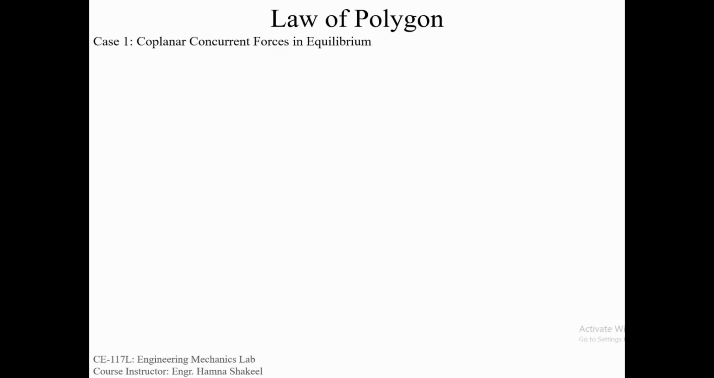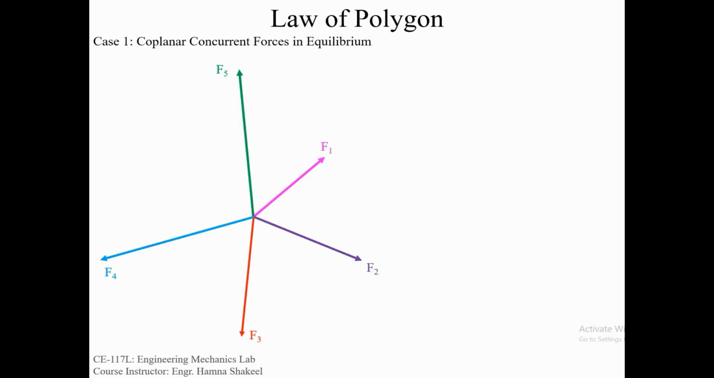Starting with case 1, that is of coplanar concurrent forces in equilibrium. Hopefully by now you guys have an understanding of what coplanar is, what concurrent forces are, and what is meant by equilibrium. So let's say you have these 5 forces that are coplanar and are concurrent, and we have drawn these forces according to a scale, which means that the length of the line is actually representing some magnitude of the force. And all these lines are representing the correct direction of the forces as well. So all these forces are acting at a common point and we call it point of concurrency.